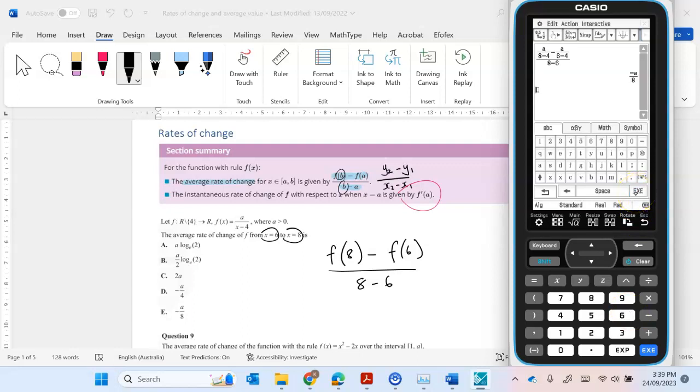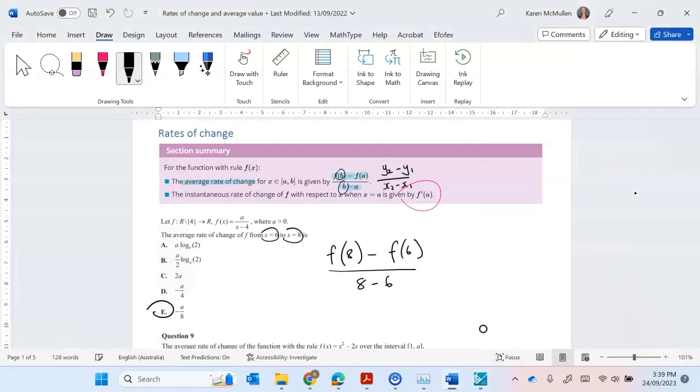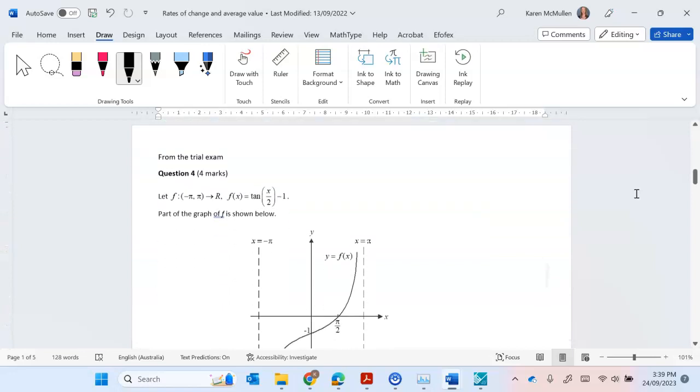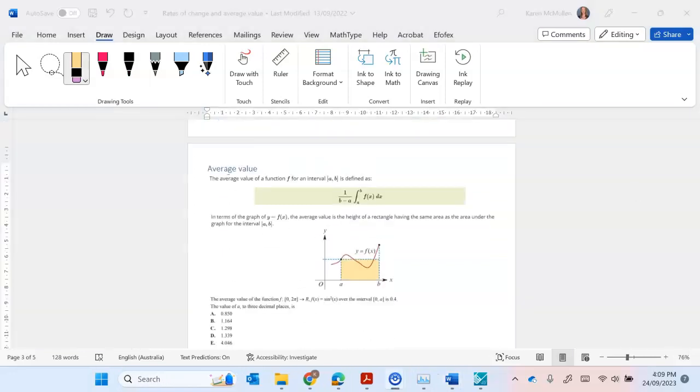So we've got negative a on 8, and there it is, answer E. So quite simple to do average rate of change. You've just got to remember that it's asking for the average rate of change. Average rate of change is not the same as the average value of a function. So have a go at those other questions. I have also given you solutions. Now, looking at the average value.